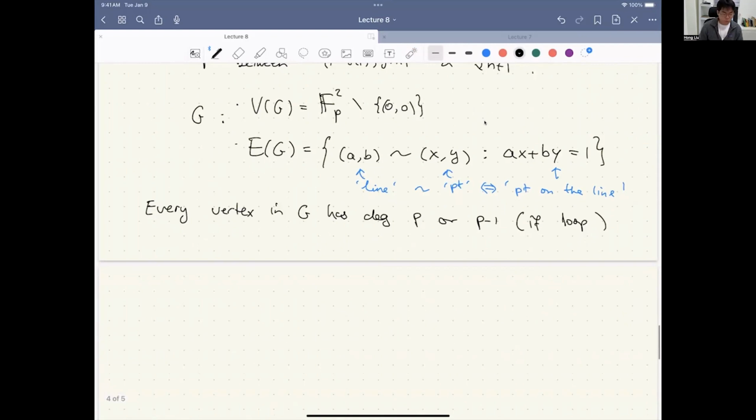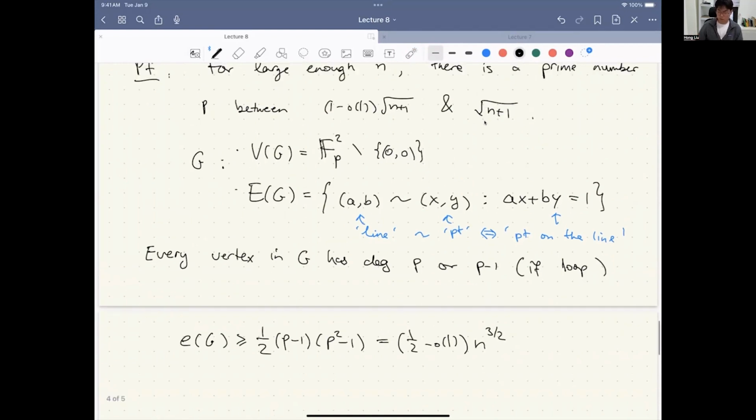So we have the number of edges is at least, well, every vertex has degree at least P minus 1. The number of vertices is P squared minus 1, with (0, 0) removed. By the handshaking lemma, divided by 2. So we have this equal to 1/2 minus theta over 1 and to the 3/2. We have the right asymptotic on the size.